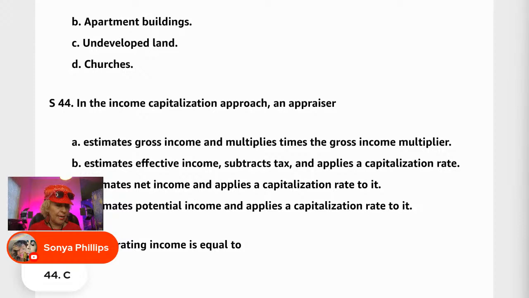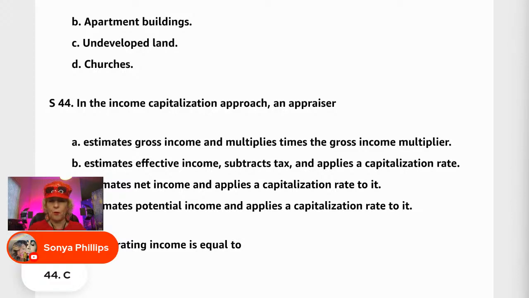Then estimate net operating income. The effective income is the gross income, all the potential income, minus any vacancies and any credit losses. And then select a capitalization rate compared to the other properties that he or she is comparing to, and apply the capitalization rate.